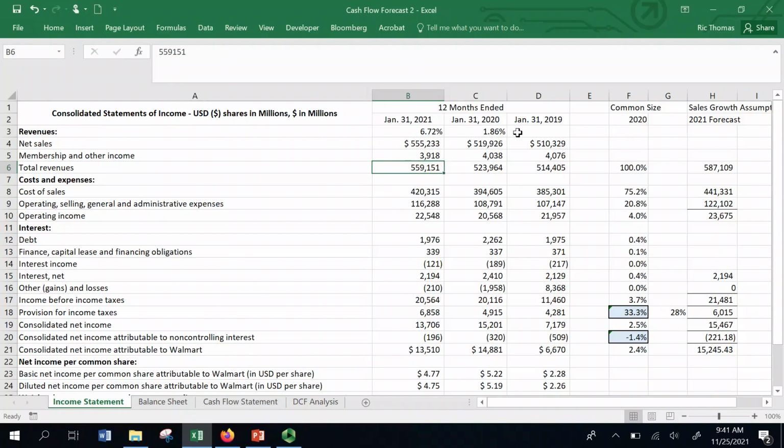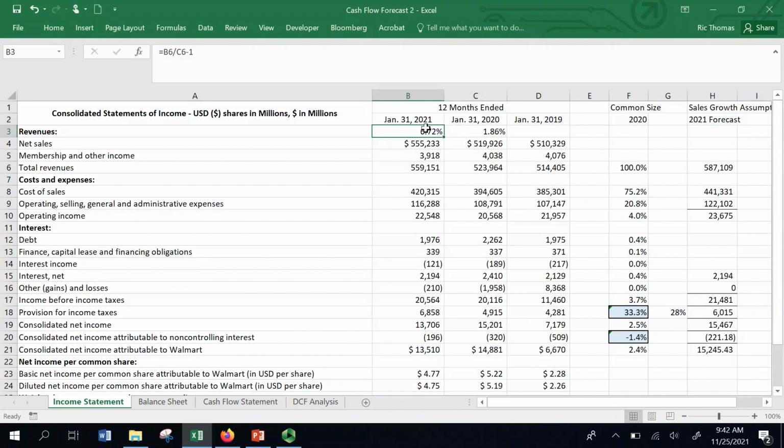So, for this, I could look at historical trends. Last year I calculated this already, or 2 years ago, Walmart grew their revenue by 1.86%. So you can see it's C6. It's this number divided by that number minus 1. In the 2020 fiscal year, they grew their revenue by 6.72%. So, quite a bit of difference. Of course, 2020 was the first year of the pandemic, I guess.